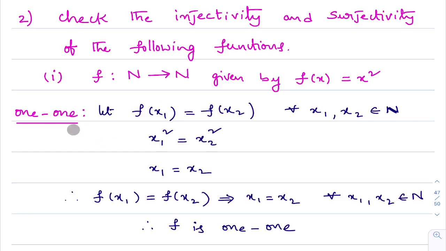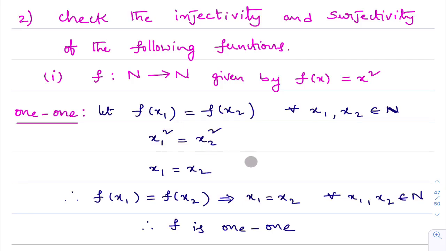See, one-one function. What is the definition of one-one function? Different elements in domain set must have different images in codomain set. In case you have not watched the last class, please watch that class and then only come here. Different elements in the first set must have different images in the second set.